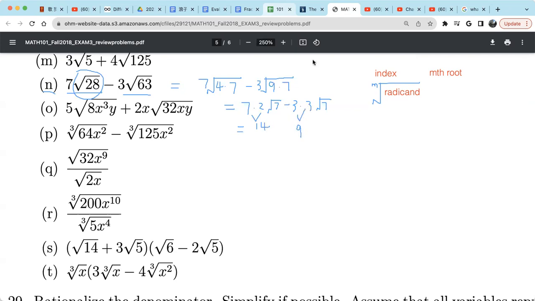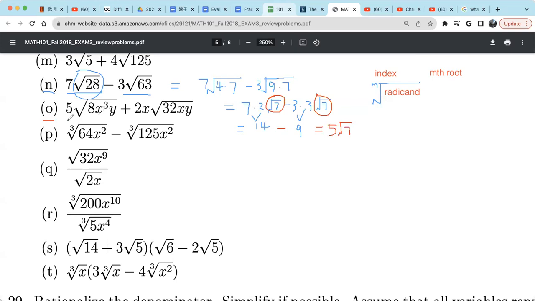Now you see we have a like radicand. We have like radicand, square root 7, square root 7, called like radicals. Because the index are 2, the radicand are 7. And 14 of radical 7 minus 9 of radical 7, we just subtract 9 from 14, so we get 5. So the answer is 5 times radical 7.